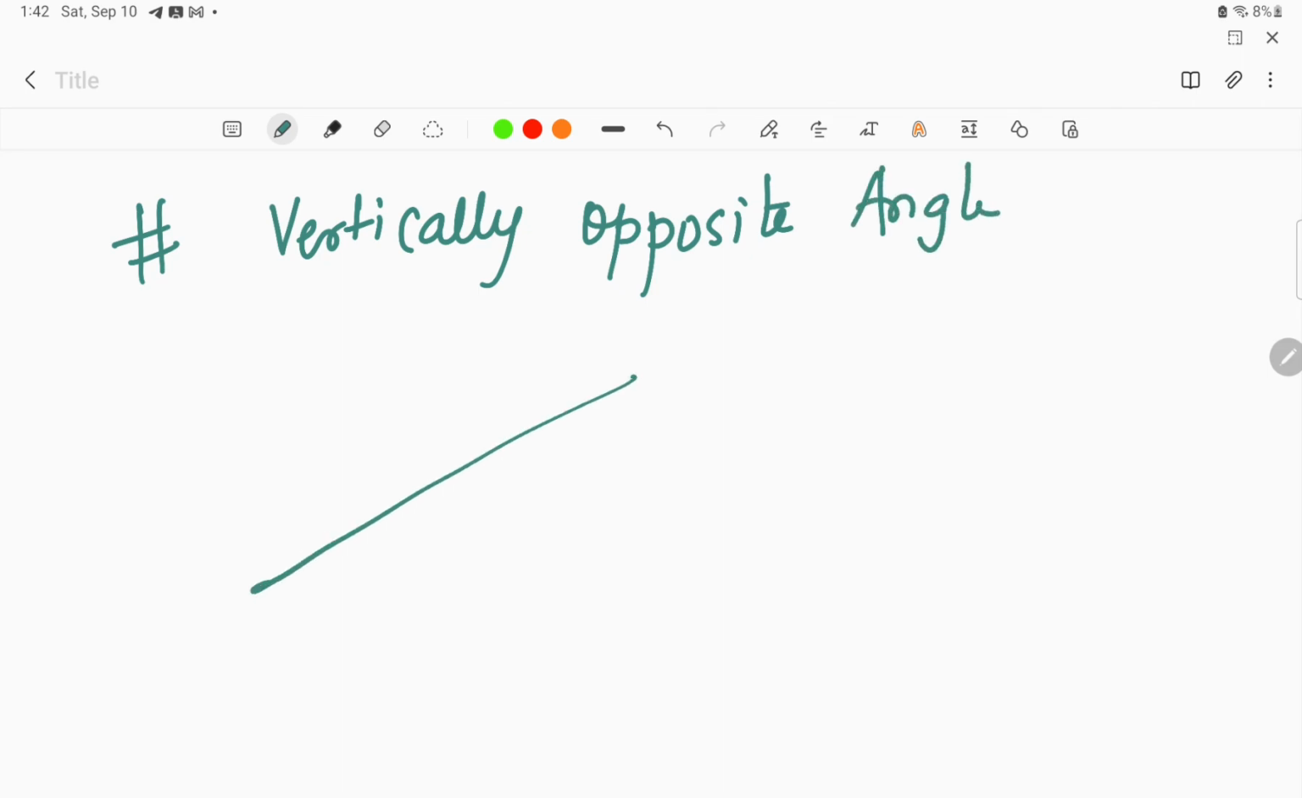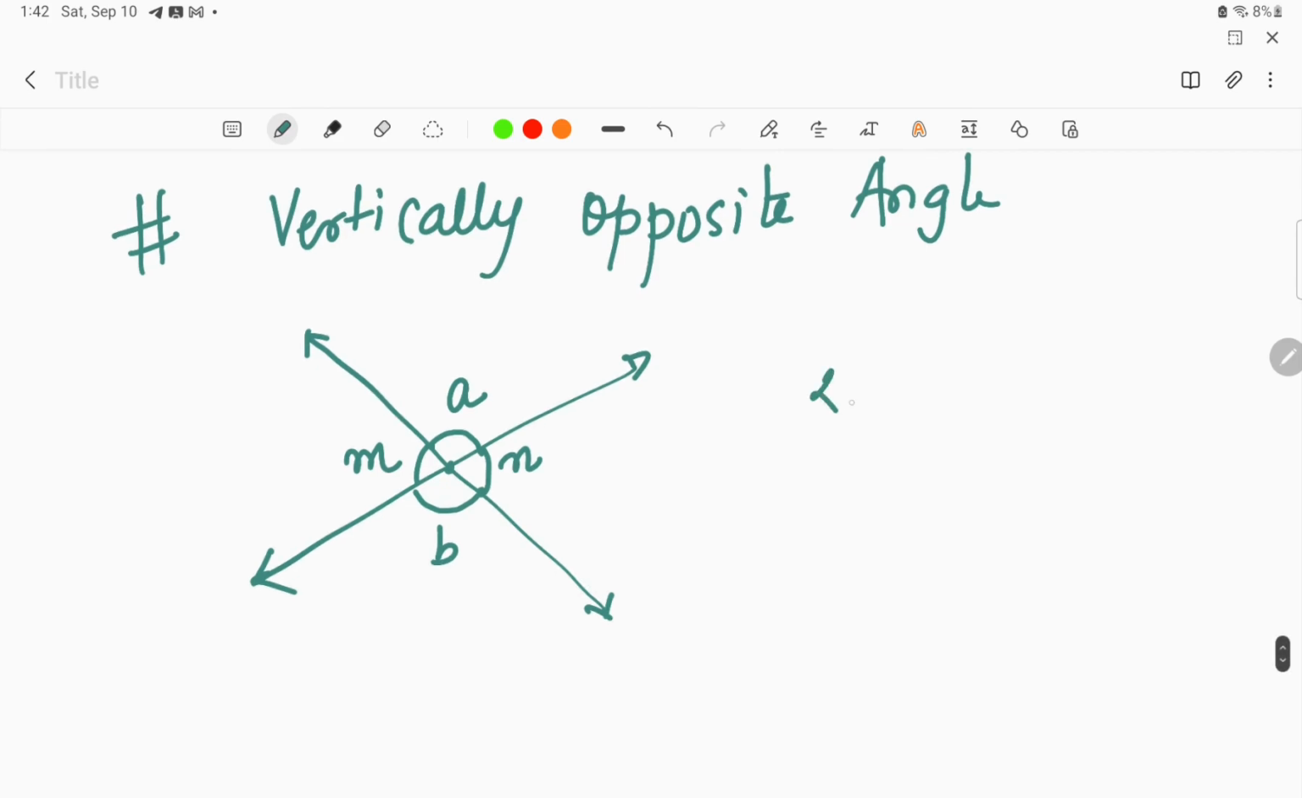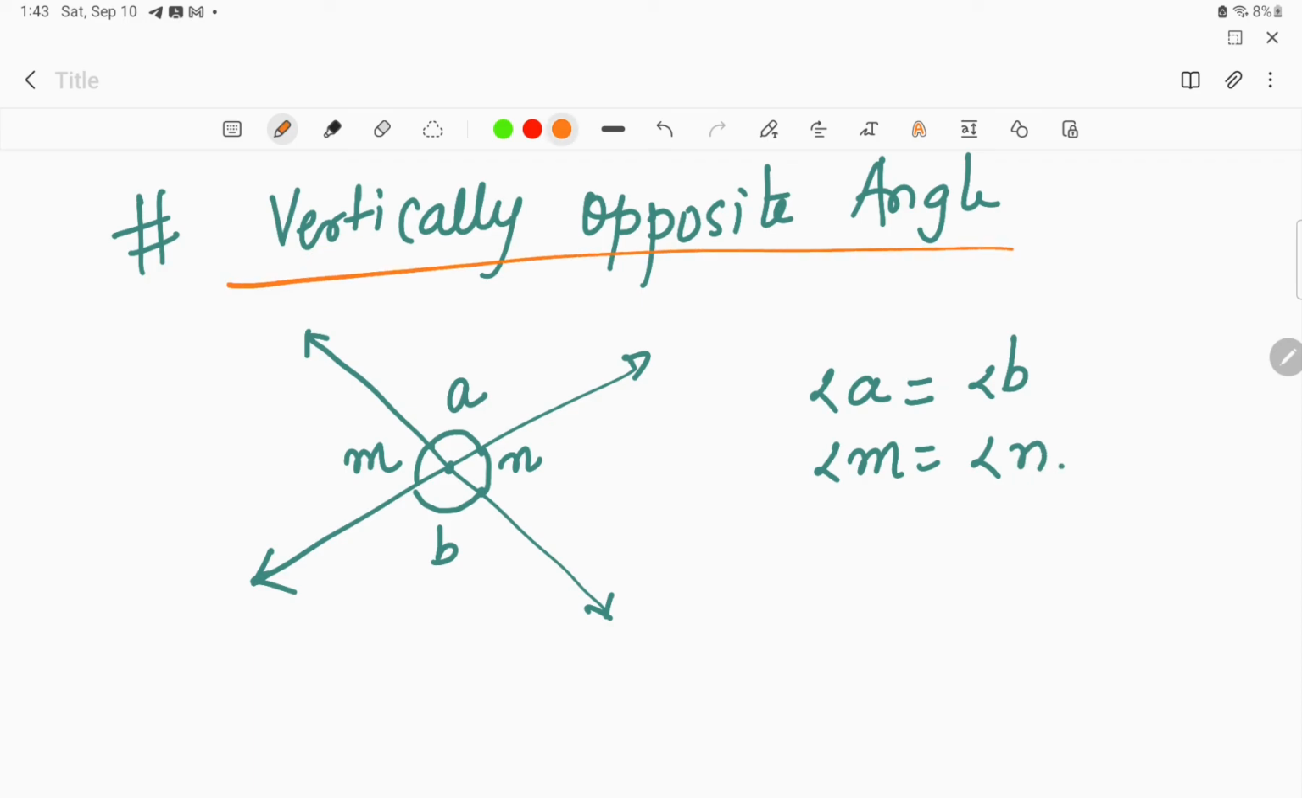If we are considering these two lines which are intersecting at a particular point, this is responsible for forming many angles. For example, this is angle A and this is angle B. This is, for example, M, and we take this as N. Here angle A is equal to angle B. These are nothing but the vertically opposite angles, that is angle M is equal to angle N. This was the topic, the term, sorry, for the vertically opposite angles.